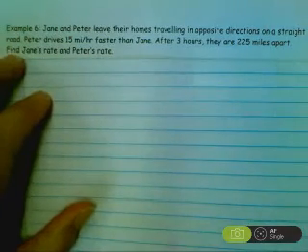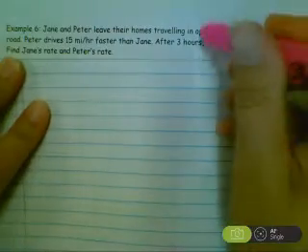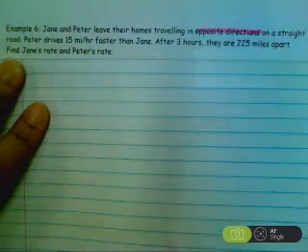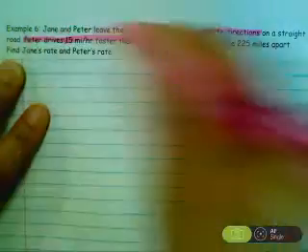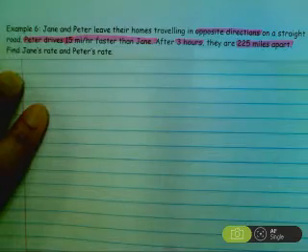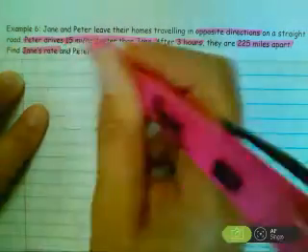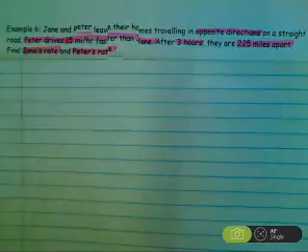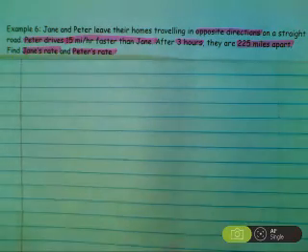Jane and Peter leave their homes traveling in opposite directions on a straight path. Peter drives 15 miles per hour faster than Jane. After 3 hours, they are 225 miles apart. I'm looking for both Jane's rate and Peter's rate, so this problem is going to have two answers.